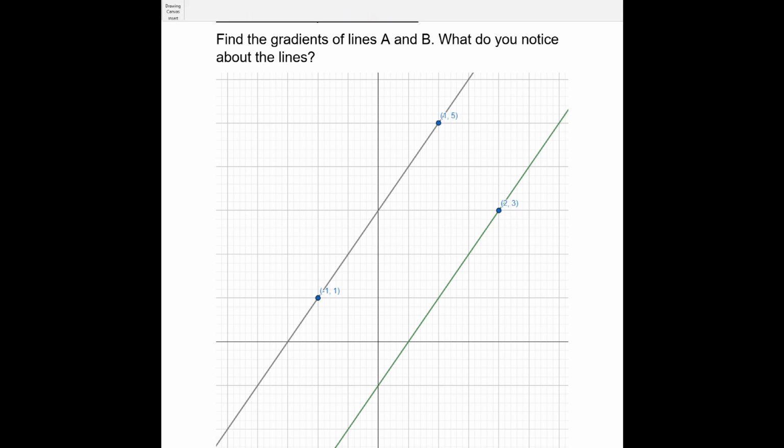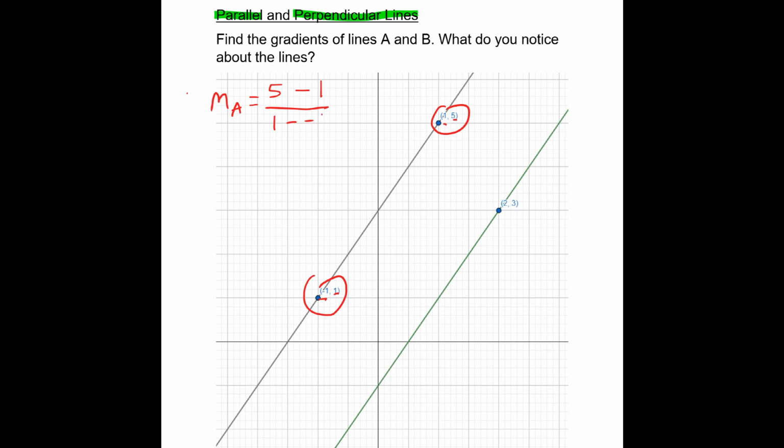Now, if I look at line A, it's got (1, 5) and (-1, 1) on the line. So to work out the gradient of A, I'll say m with a little subscript A, this is going to be y2 take away y1, so 5 take away 1, over 1 take away minus 1, x2 take away x1. This is 4 over 1 plus 1, which is 2. 4 over 2 is 2, so m sub A is 2.